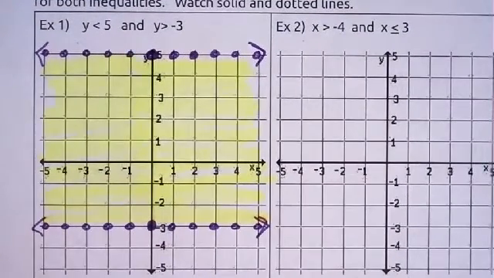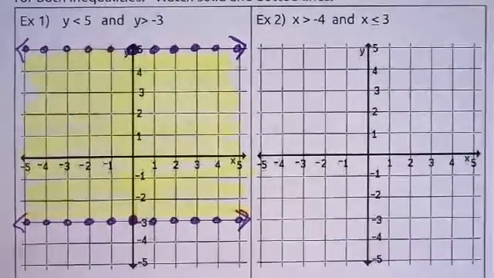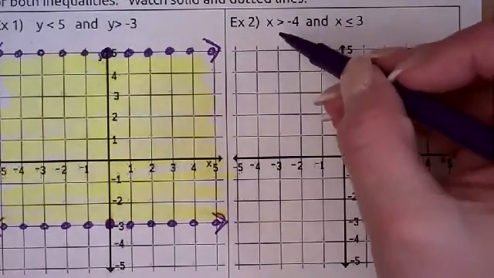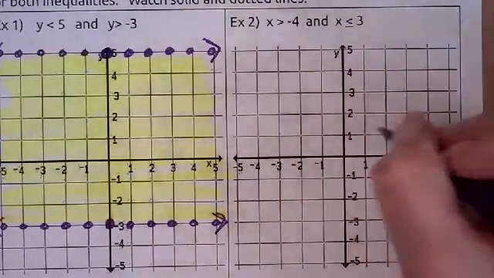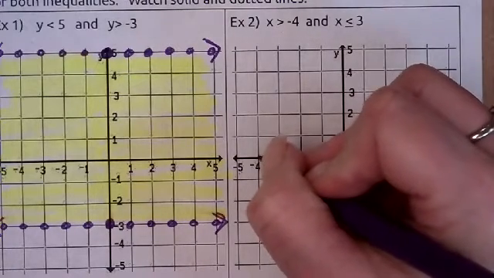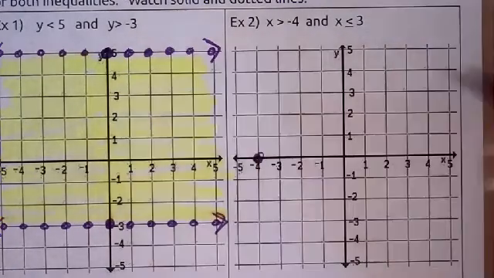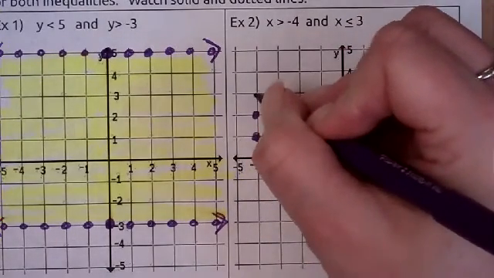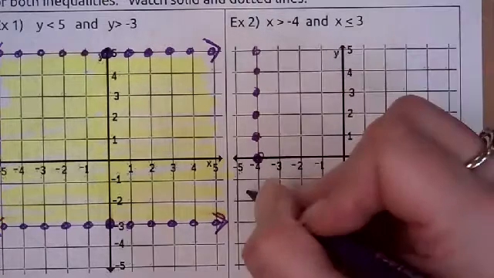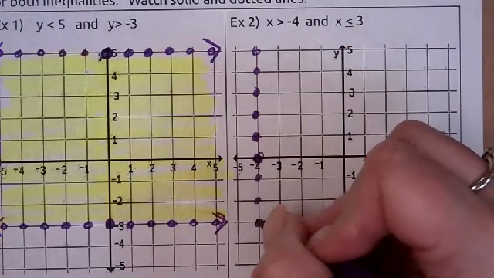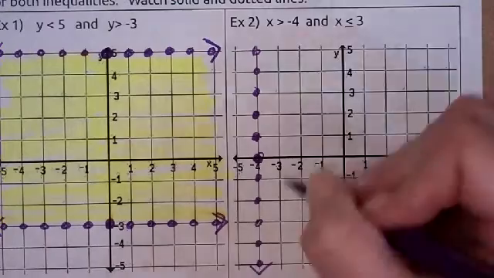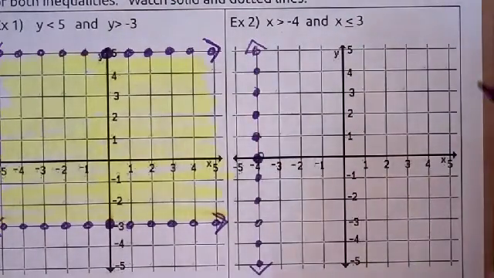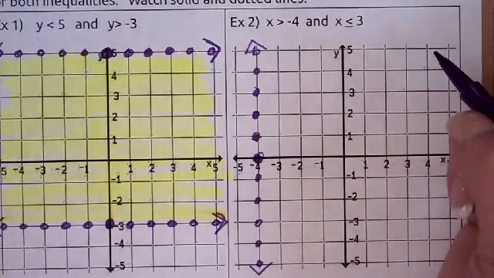Now, example 2 is similar, but instead of having horizontal lines, it's just going to have vertical lines. So if I look at example 2 right here, it says x is greater than negative 4. So I'm going to go to negative 4 on the x-axis. It is a dotted line, so I'm going to make a dotted vertical line. There we go. Now, I'm going to do the shading last step.